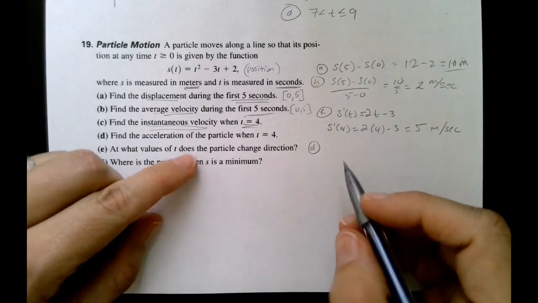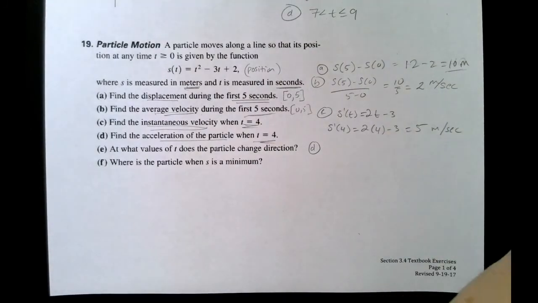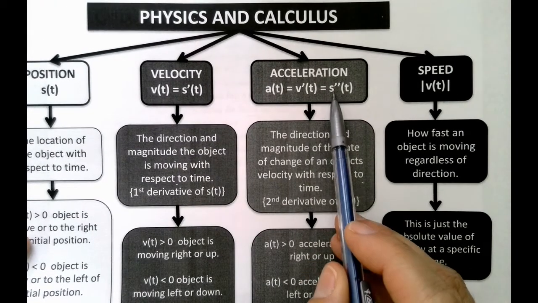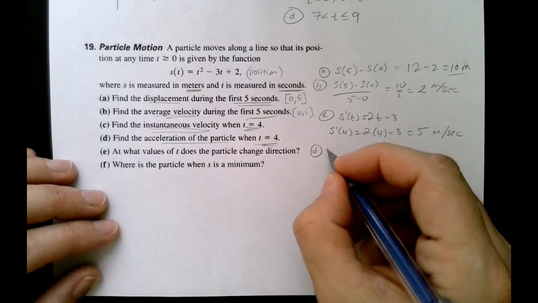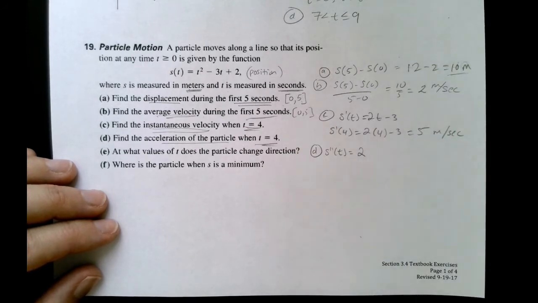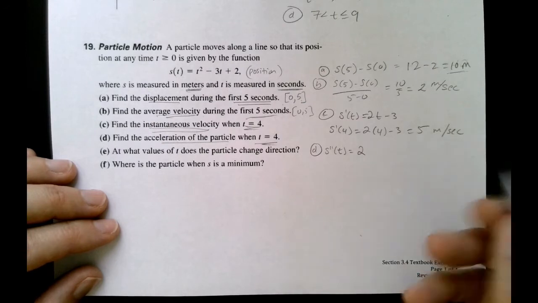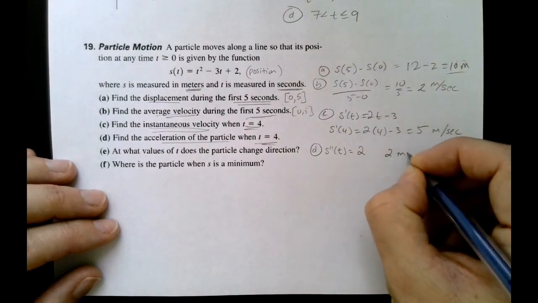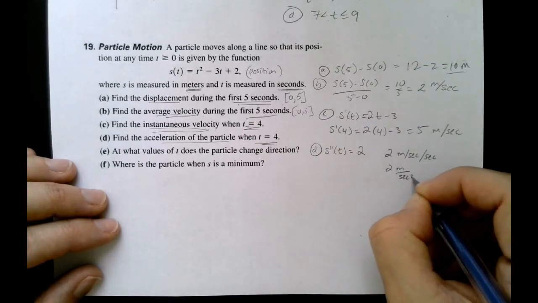D says find the acceleration of the particle when t equals 4. Okay, so acceleration, remember, is the second derivative of position or the first derivative of velocity. Well, I already figured out velocity, so let's just go ahead and take that derivative. So that's 2t minus 3, so it is 2. So what's the acceleration at t equals 4? Well, it's constant, so it doesn't matter what the time is. So we can just say 2 meters per second, or you can say 2 meters per second squared.